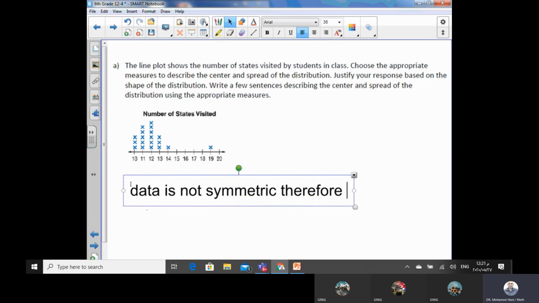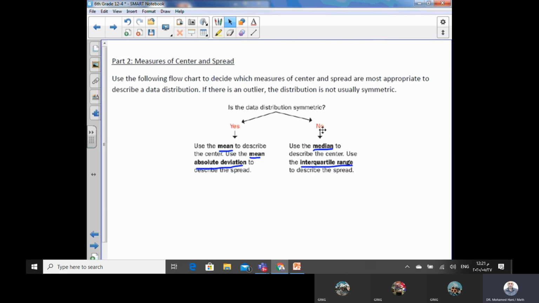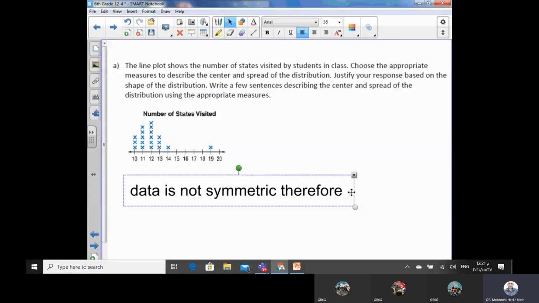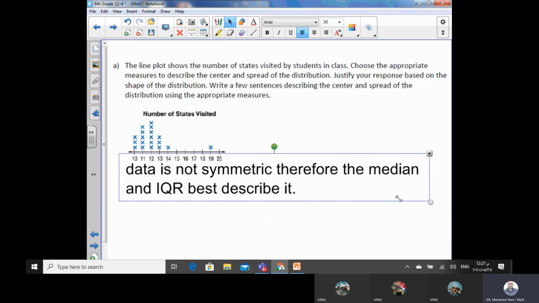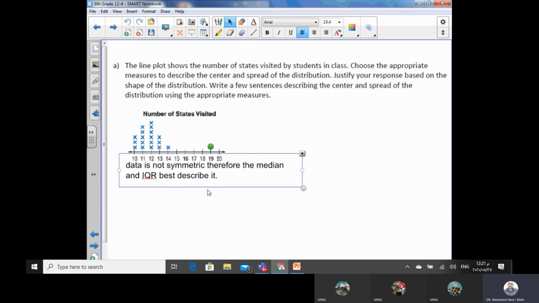Therefore, let's go back to our flowchart. The data is not symmetric, so we're going to use the median and interquartile range to describe the data. Therefore, the median and IQR best describe the data. Okay, so that's what I'm using and my justification for it.